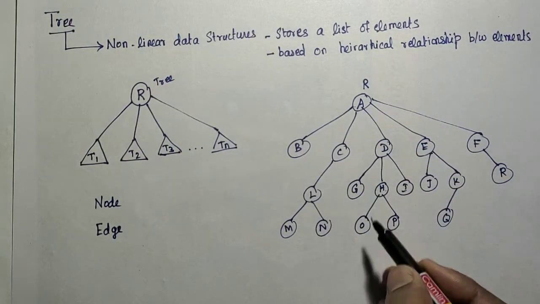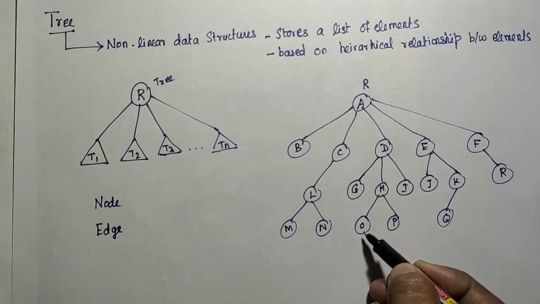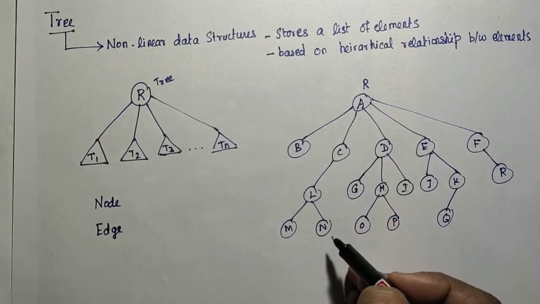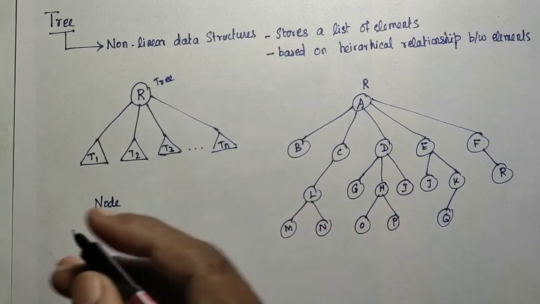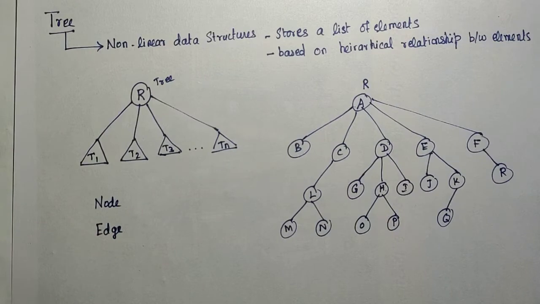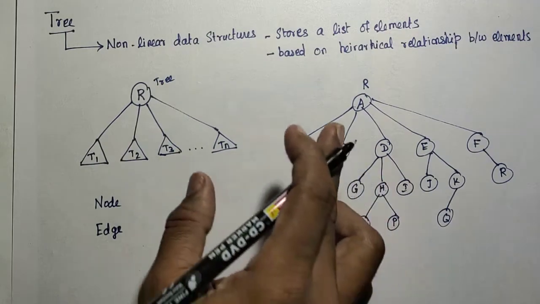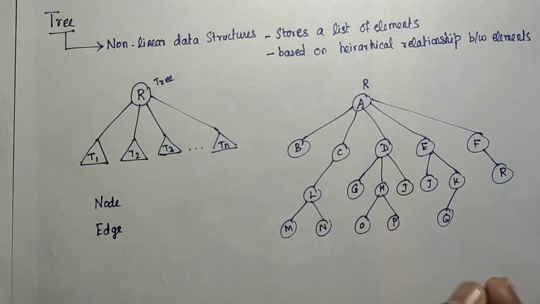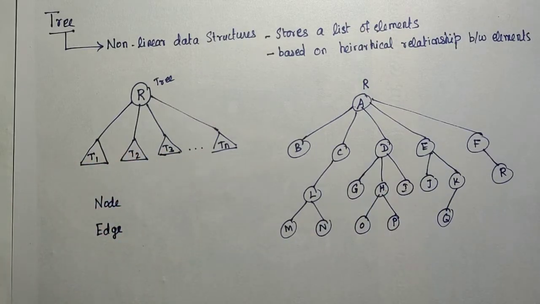If I want to reach O, I need to go from A to D, then T, then H, and then O, like that. If I travel in this other direction, I cannot reach O. But in the list, if I travel in one direction, I can reach all the elements. Here, to reach a particular element, I need to choose a particular path. Multiple paths are available. But in a linear data structure, there is a single line of path, and all the elements will be covered in that path.